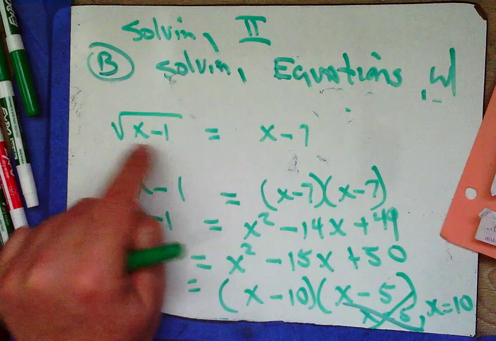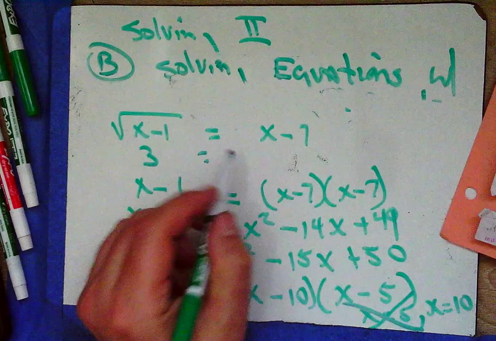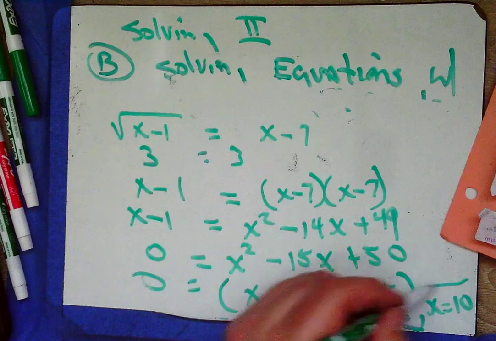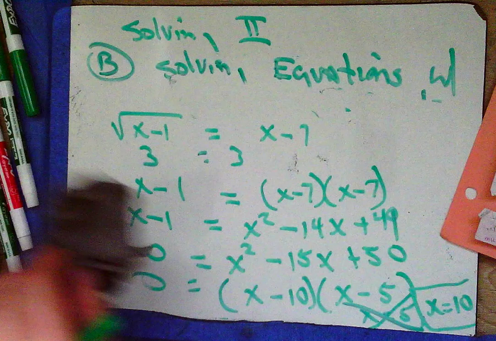10 minus 1 is 9. The square root of 9 is 3. 10 minus 7 is 3. 3 does equal 3. So I do get one solution here. All right? You have to check these.